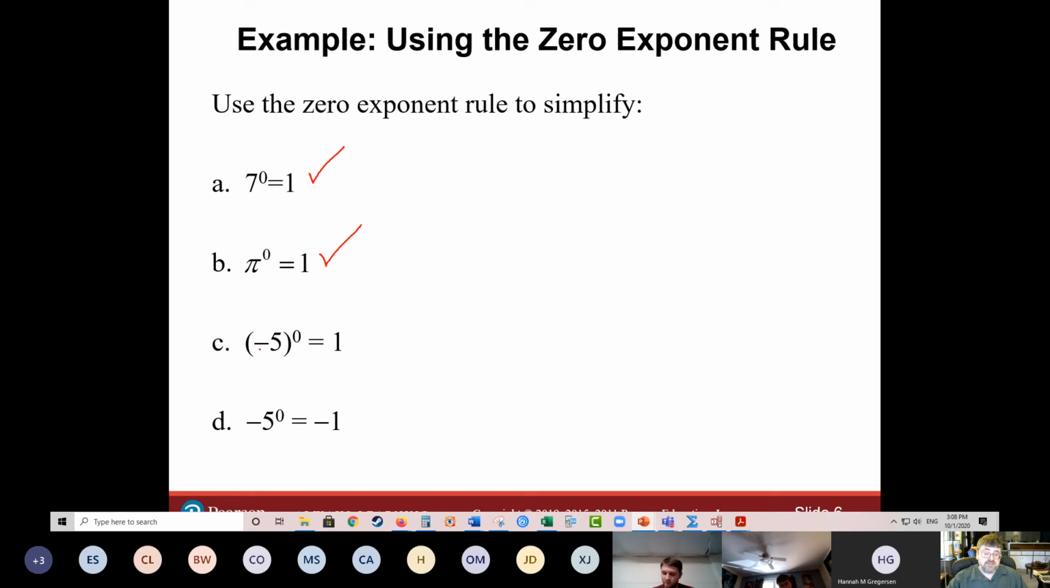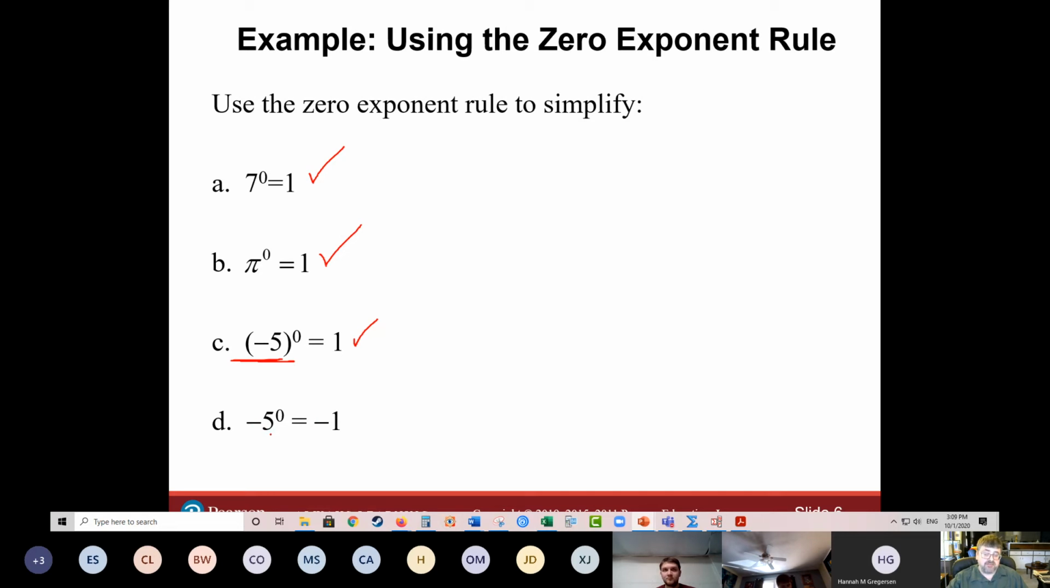Think about where the negative sign is. If it's inside parentheses, like it is here, this means we're taking negative 5 to the 0 power. Negative 5 to the 0 power is definitely 1. In choice D down here, we're not taking negative 5 to the 0 power. We're taking 5 to the 0 power, and then we're multiplying our answer by negative 1, or we're finding the additive inverse of our answer.